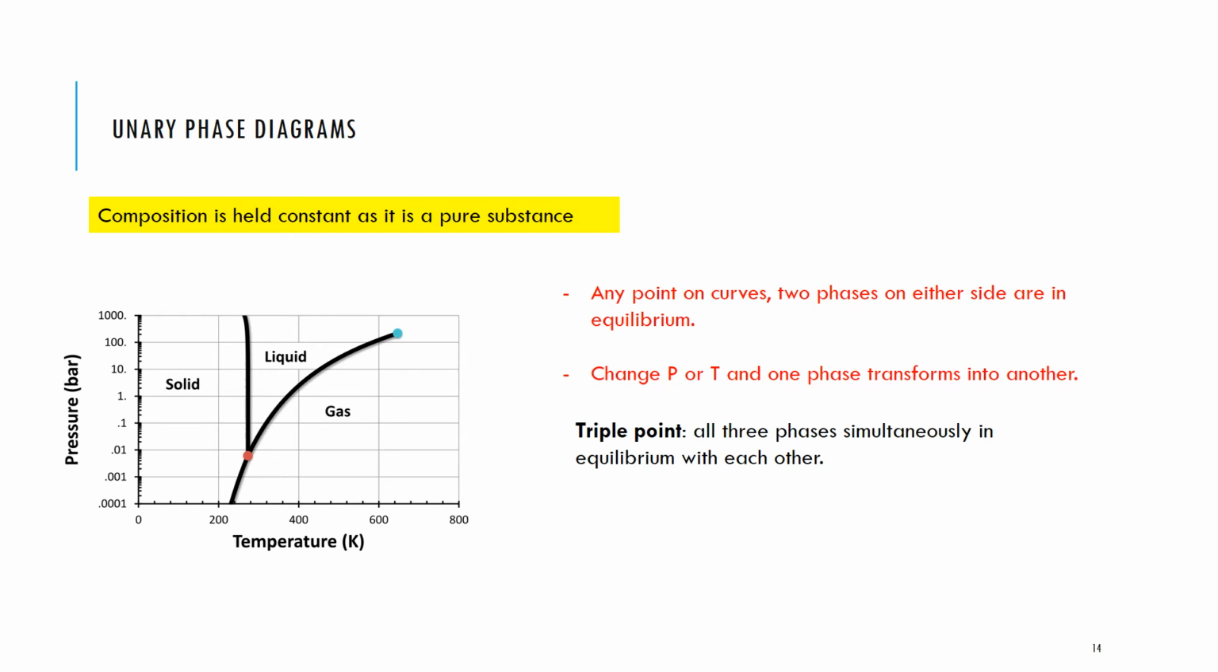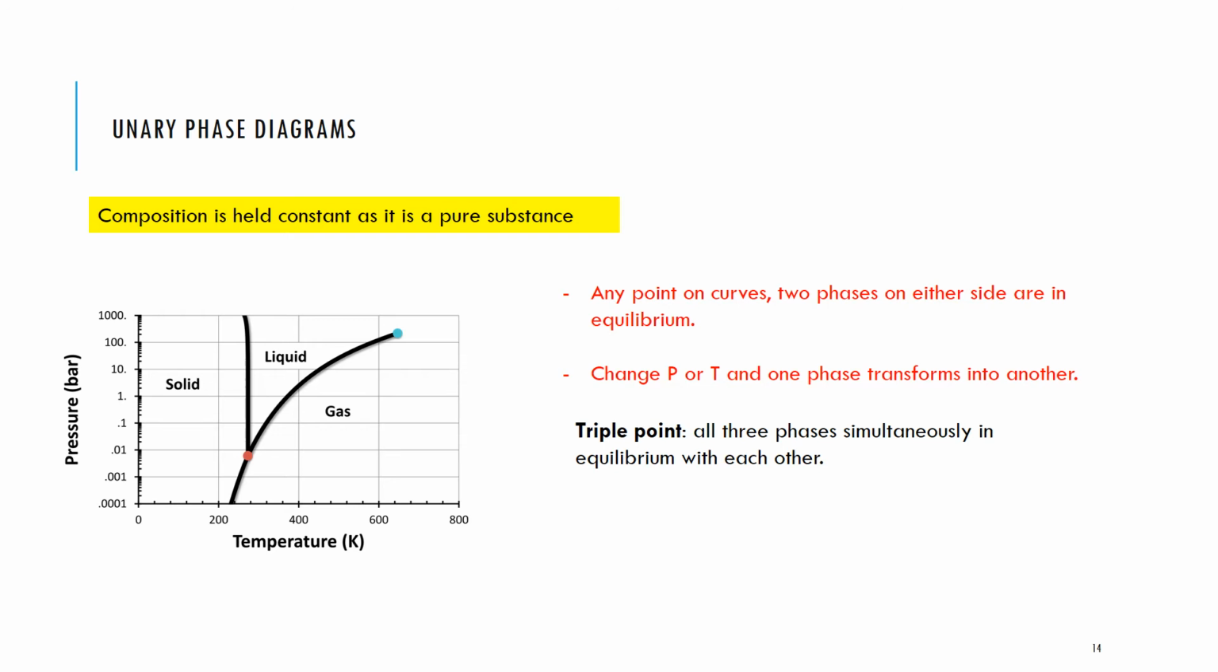Okay, let's have a think about the different types of phase diagrams that we can get for the various types of systems that we're going to come across this year. And this hopefully will also stand you in good stead for your further studies in material science and engineering. So we'll start with a unary phase diagram.